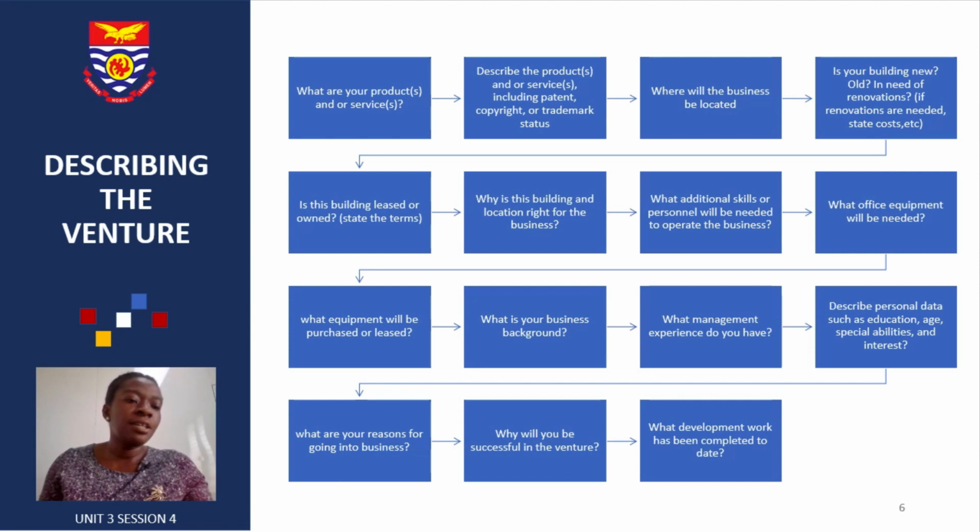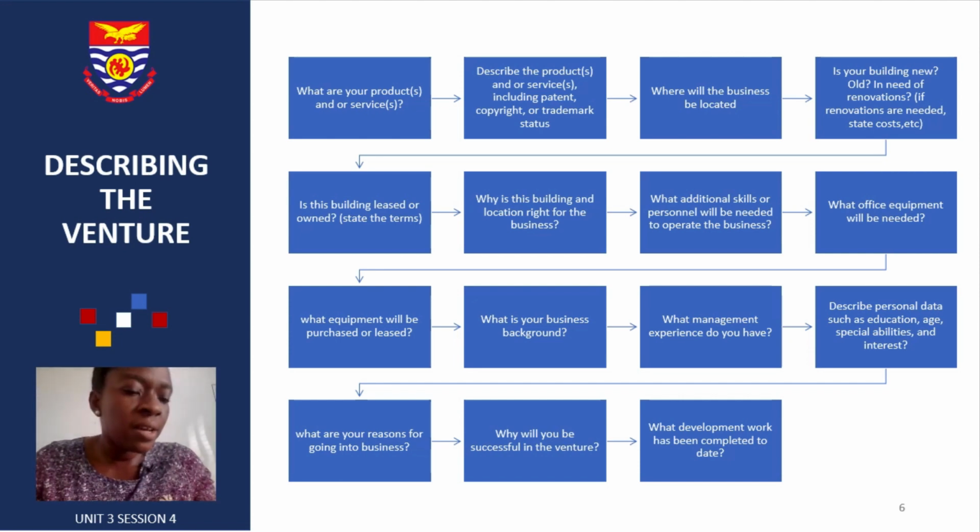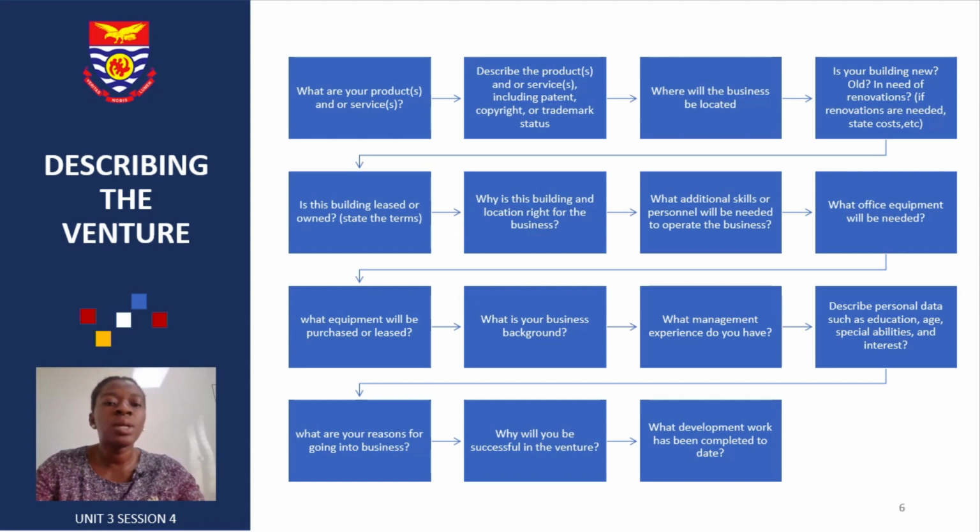Now, once you're done, you need to describe your venture. So, what product or service do you want to come out with? What good or service would you want to offer? You need to talk about it. You need to look at patents, copyrights, and trademarks. How do you legally protect the things you are putting out there?